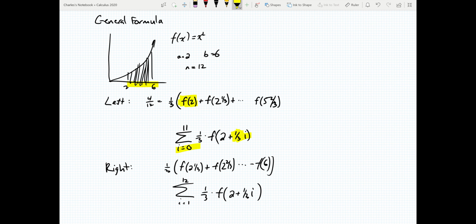In the right endpoint, i starts at 1. So when i is 1, this is going to be 1. My first rectangle is going to be f of 2 and a third. My last rectangle is going to be 12. So when I put 12 in there, I'm going to have 12 thirds, which is 4. 2 plus 4 gives me f of 6. That's what I want. When I put 11 in here, that's going to give me 2 plus 11 thirds, which is f of 5 and 2 thirds.